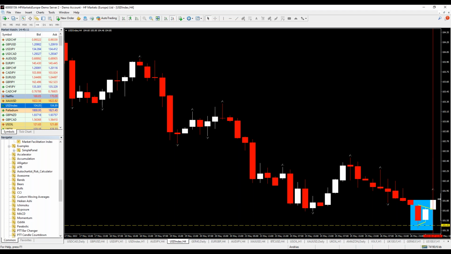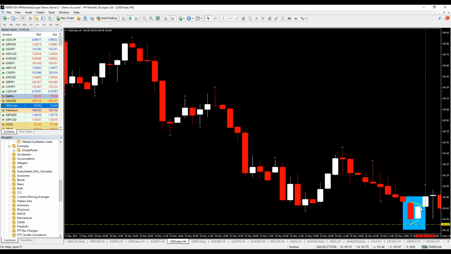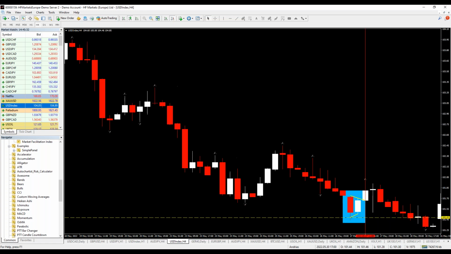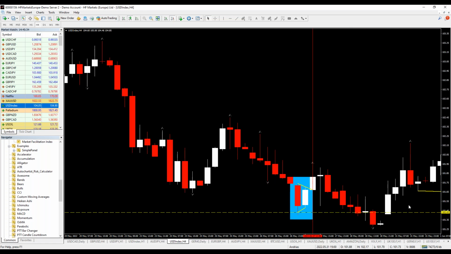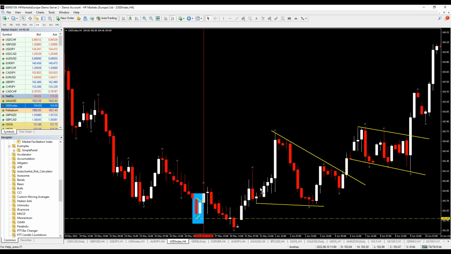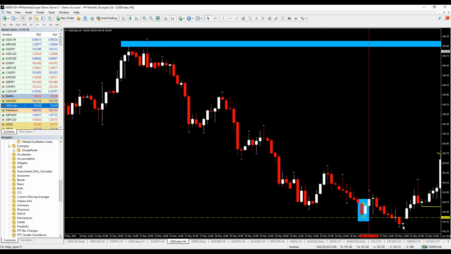And as soon as this is broken, that could be our entry point, because this is a bearish signal since we are in an existing downtrend. So this suggests that we might see the continuation of the downtrend. We had a bit of a bounce, but eventually it came down and extended losses.